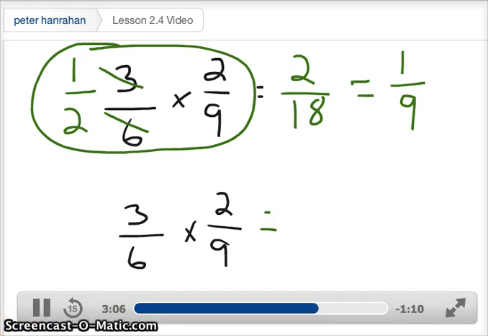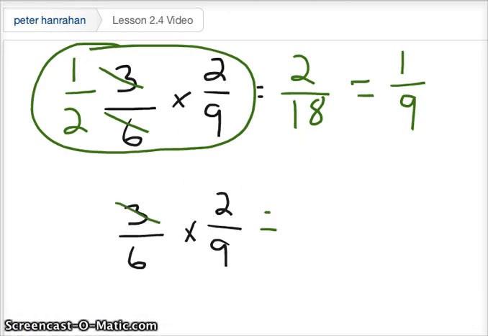Okay, another way I could have done that problem was to use the greatest common factor of 3 and 9. 3 divided by 3 is 1. 9 divided by 3 is 3. The greatest common factor of 2 and 6. 2 divided by 2 is 1. 6 divided by 2 is 3. And now numerator times numerator, denominator times denominator.